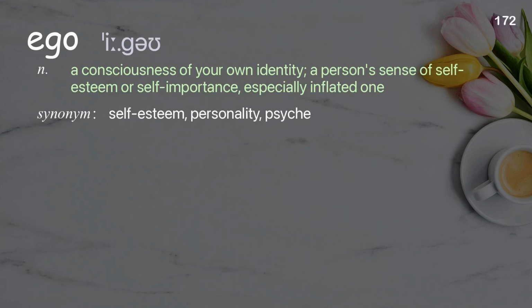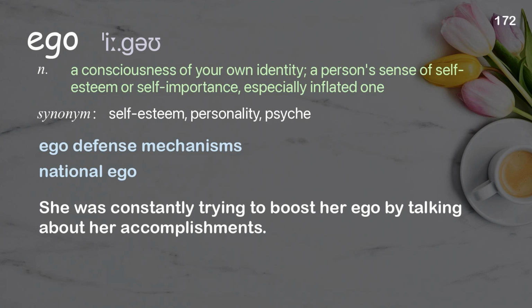Ego. A consciousness of your own identity, a person's sense of self-esteem or self-importance, especially an inflated one. Examples: Ego defense mechanisms, national ego. She was constantly trying to boost her ego by talking about her accomplishments.